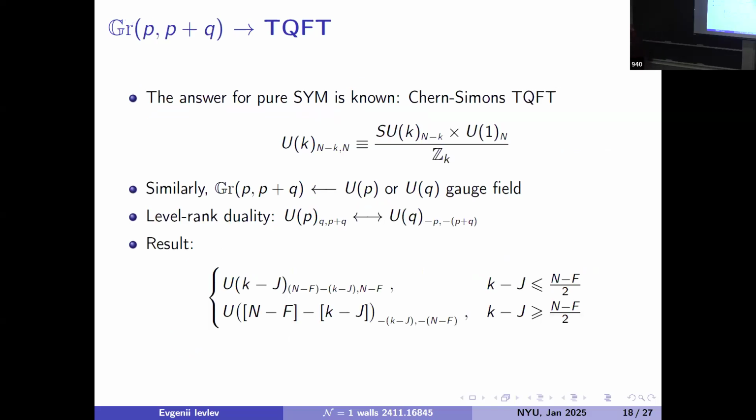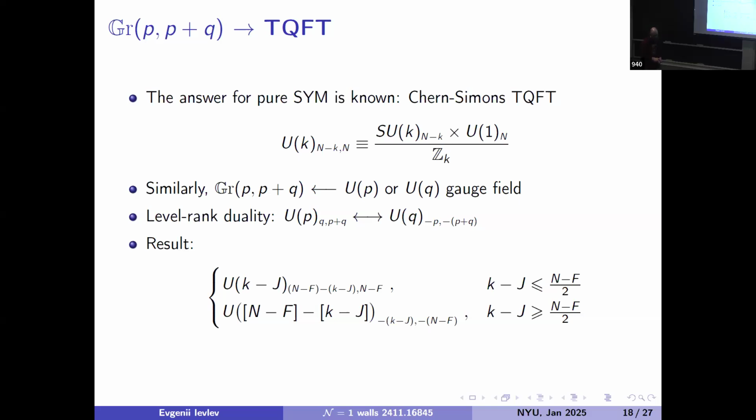We want to argue that a similar thing happens in our case. If you start with the Grassmannian sigma model, you can also write it as a gauge theory with auxiliary gauge field. If you consider this Grassmannian with parameters P and P plus Q, then you can write it as a U(P) gauge theory or a U(Q) gauge theory. In principle, it shouldn't matter.